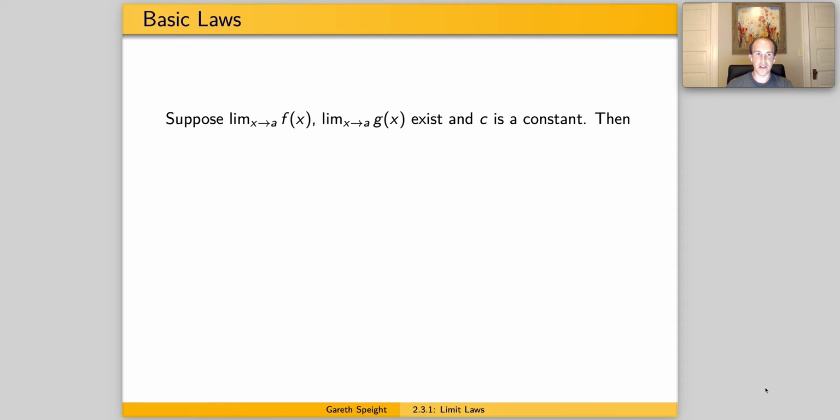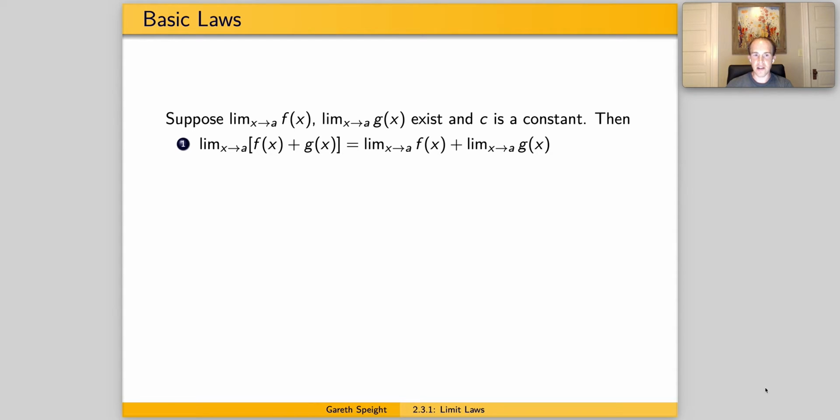So let's look at what these laws involve. So basically the idea is we start with a couple of limits and we want to build them up to work in lots of different cases. So suppose we already know two limits, say the limit of f as x tends to a and the limit of g as x tends to a, and we have some constant c. And then let's see how to build those up to calculate more limits. So these are going to be the rules, and then we're going to see some examples using these rules.